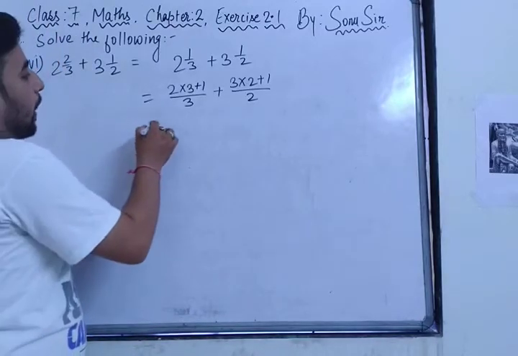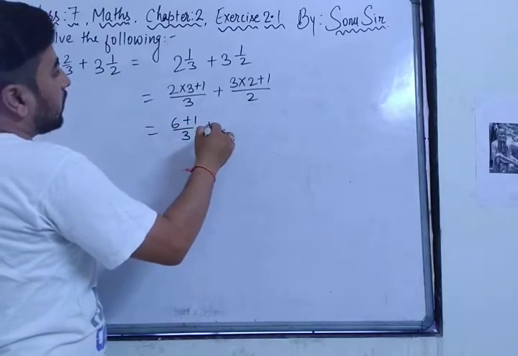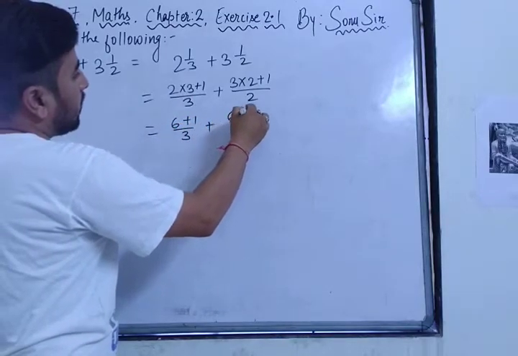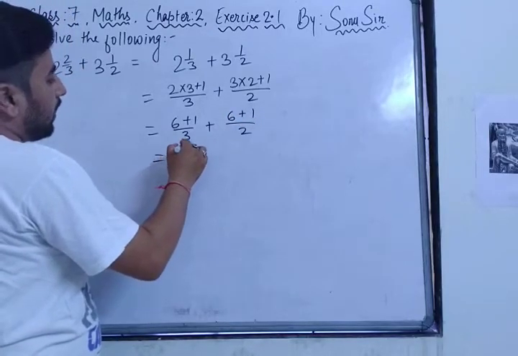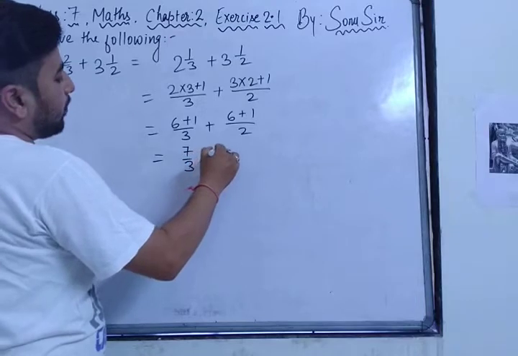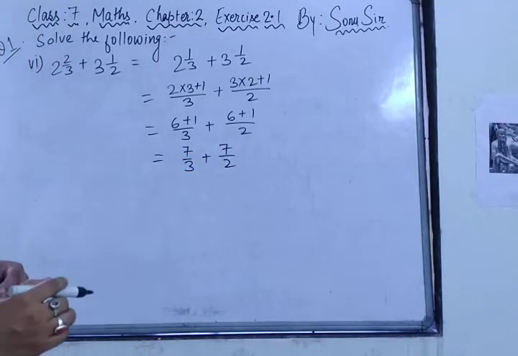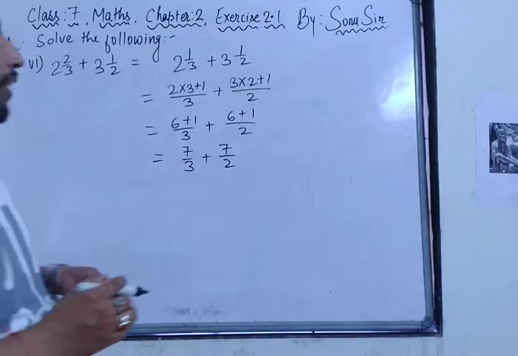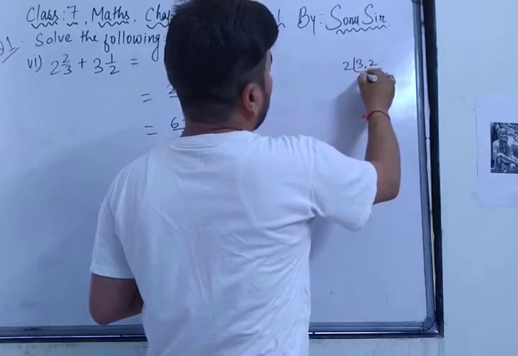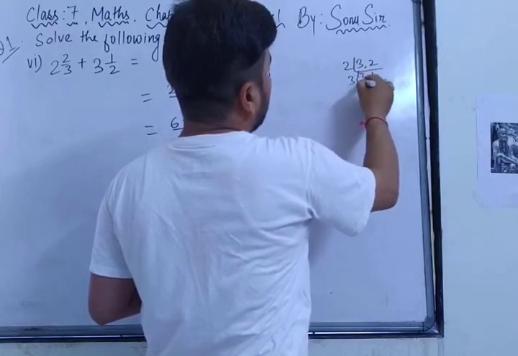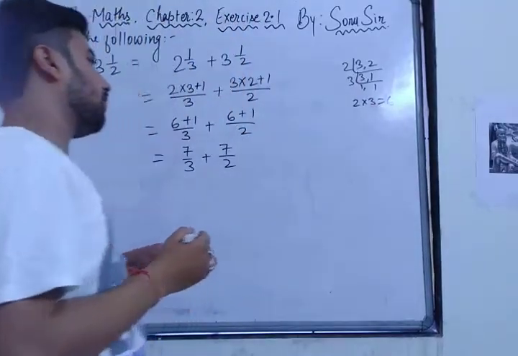So you can see here, 3 twos are 6 plus 1 by 3, and 3 twos are 6 plus 1 by 2. So 3 twos are 6 plus 1, 7 by 3, and 6 plus 1, 7 by 2. Now you can see the denominators are not the same, so the LCM will be needed. If you take the LCM of 3 and 2, what will be the answer? It will be 2 times 3, 6. 2 threes are 6 will be the LCM.